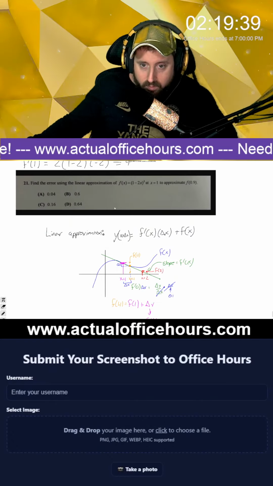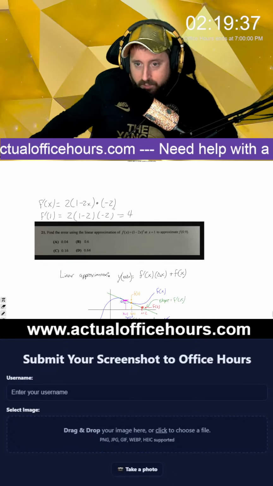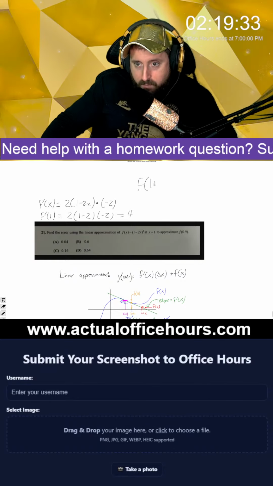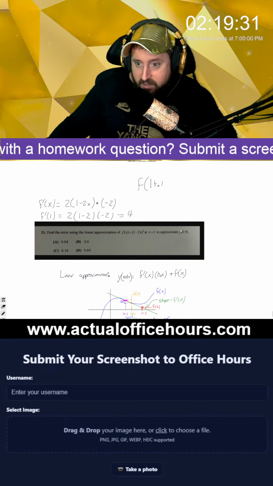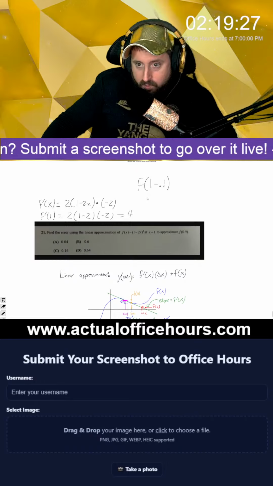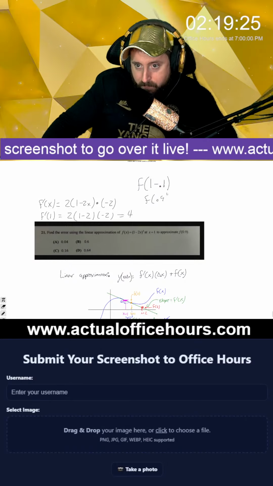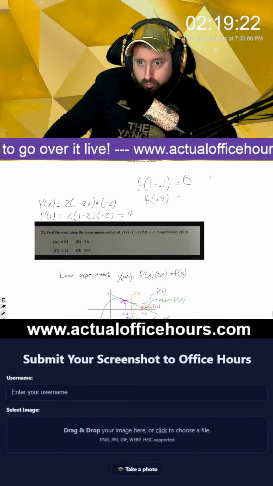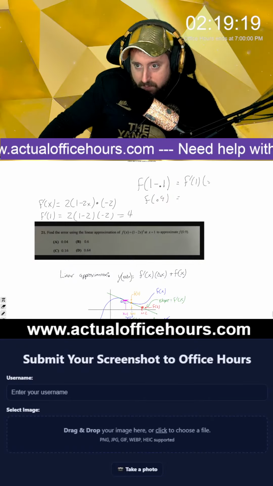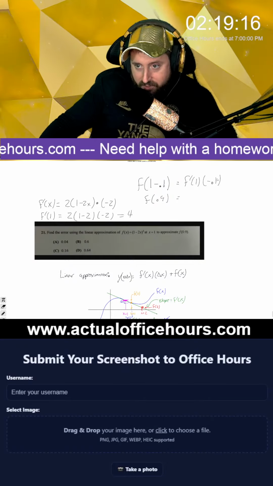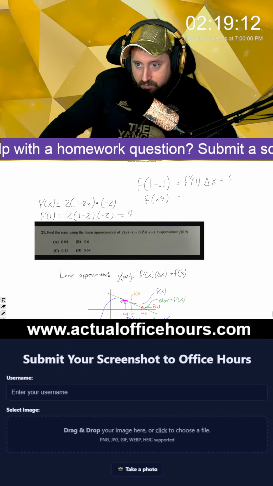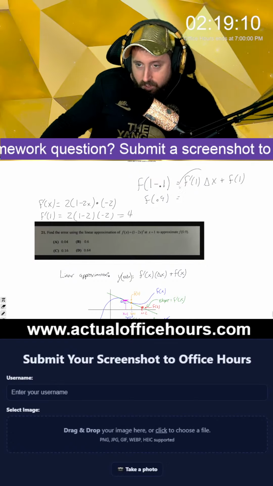Okay, cool. So now, for our linear approximation, we can say f of 1 plus 0.1, or sorry, minus 0.1, because they want 0.9, right? f of 1 minus 0.1, which is the same thing as f of 0.9. That's going to be equal to the derivative, so f prime at 1 times negative 0.1, that's the delta x, plus f of 1.